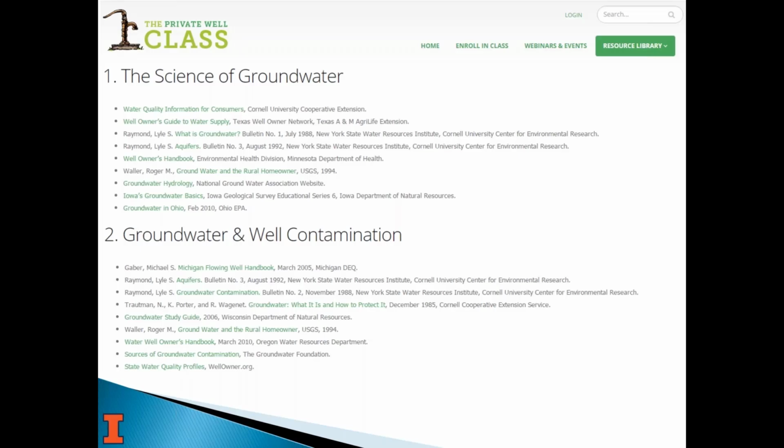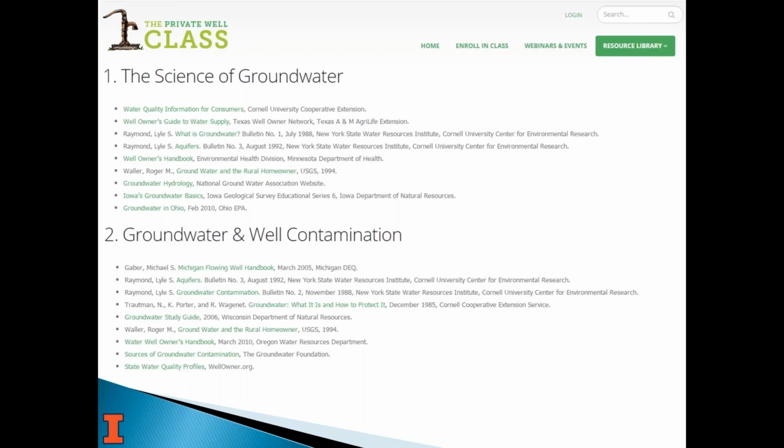Lesson 1 is called The Science of Groundwater. We have all these different documents that we link to that will help you understand some of the concepts that are brought up there. It's not a heavy science type of class, but there are a few things you need to understand, like what we talked about today. That's as deep into groundwater science as you're going to get, really.